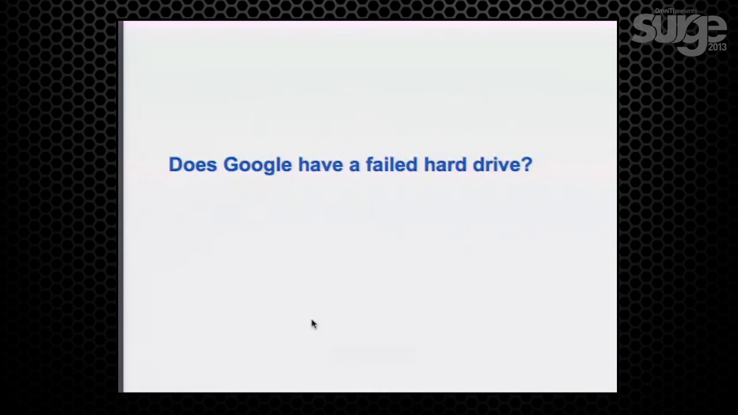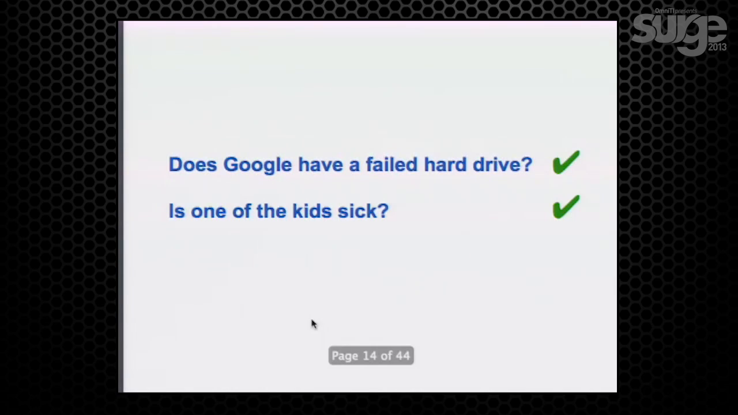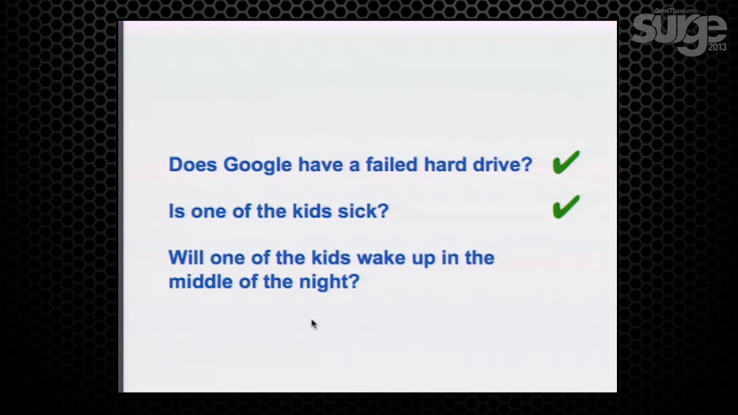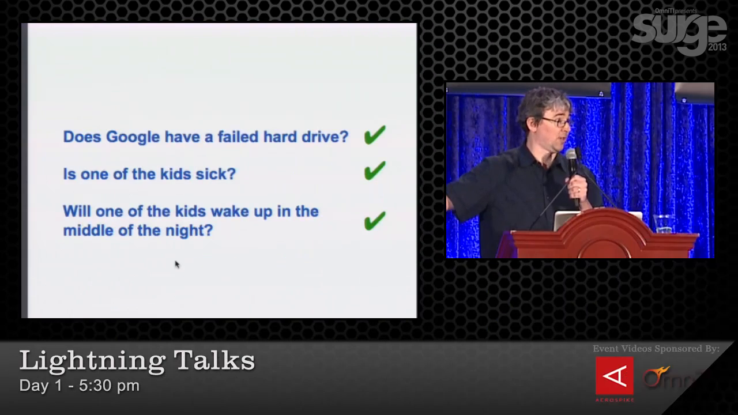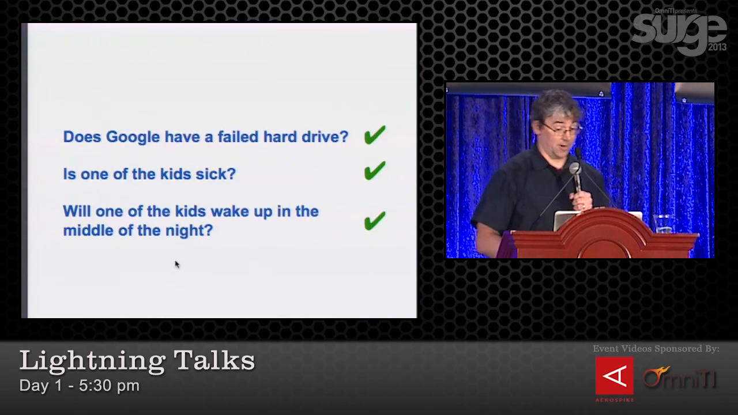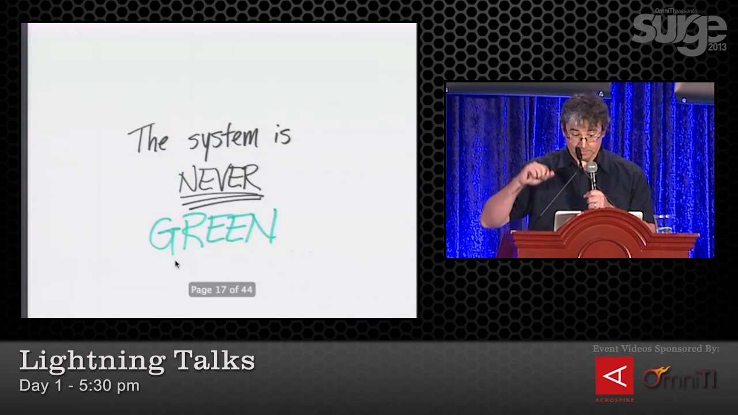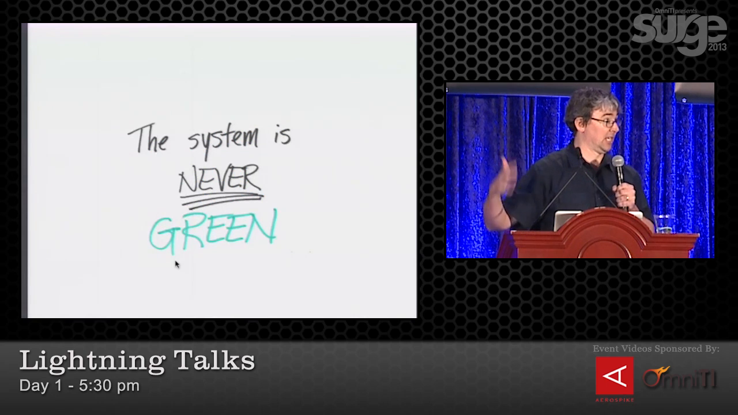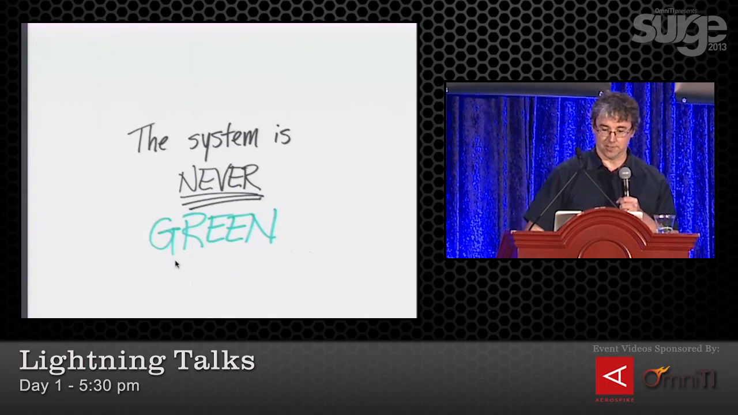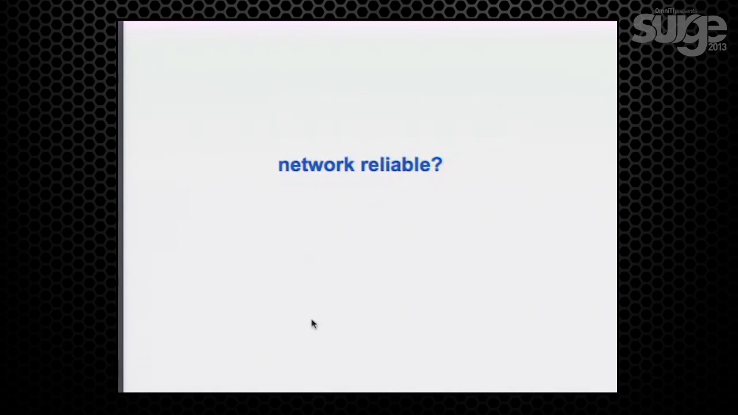So, for example, right now, does Google have a failed hard drive? Yes. Is one of my kids sick? Yes. Will one of the kids wake up in the middle of the night? Yes. If you want to talk about operating under degraded performance, try doing this to a couple of parents on a regular basis. So, in other words, the system is never green, as we all know from operating large-scale systems. And in fact, because the kids run around, it's actually a distributed system, right?